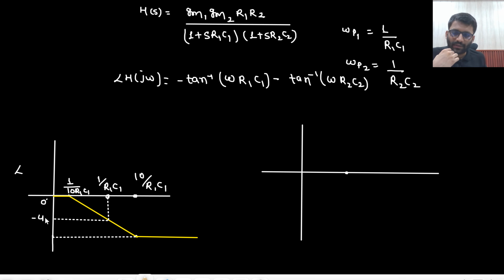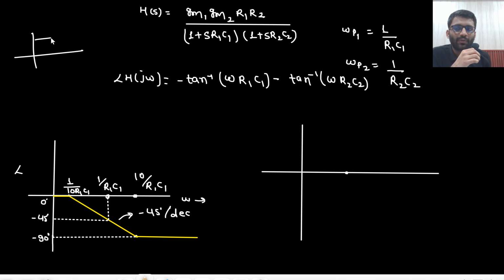This was minus 45 degree, and this was minus 90 degree. Okay, and what will be the slope? Can you tell me? Minus 45 degree per decade. Do you agree to this point? If the increase in your frequency is 10 times, then it is going down by minus 45 degree. That means the slope is minus 45 degree per decade.